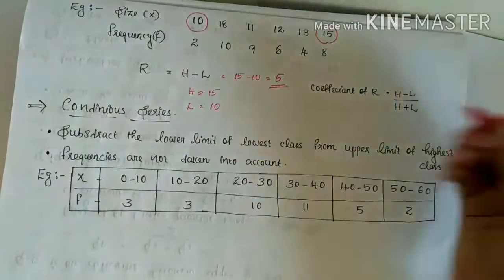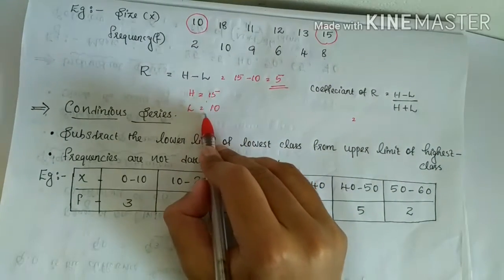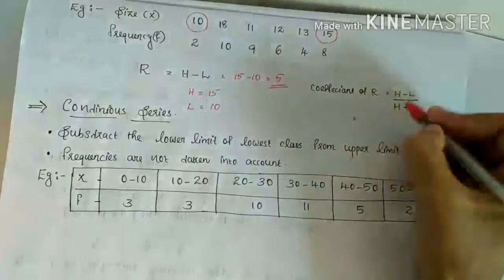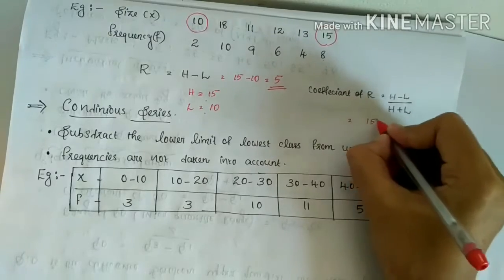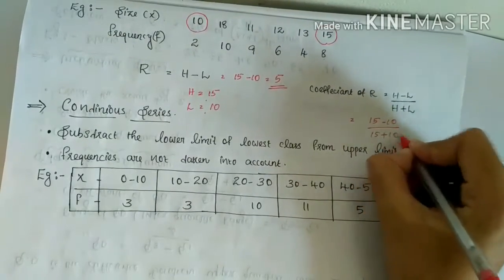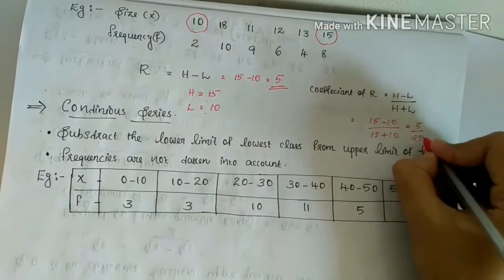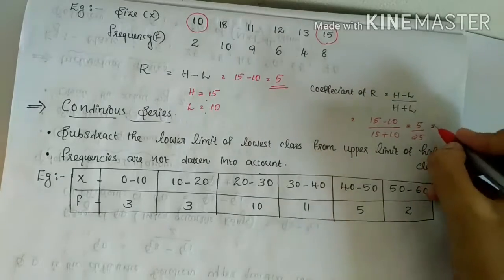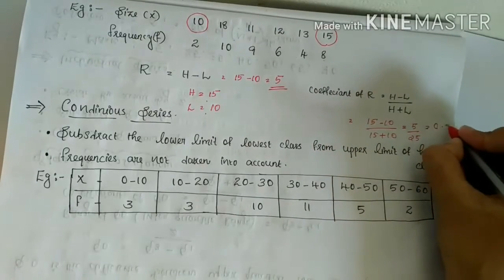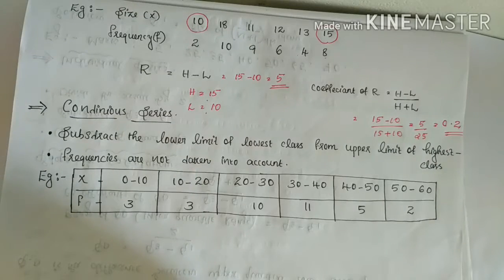Then calculate the coefficient of range. H is 15 and L is 10. Then apply the equation, that is 15 minus 10 divided by 15 plus 10. Clear? That is 5 divided by 25 is equal to 0.2. The 0.2 is the coefficient of range.